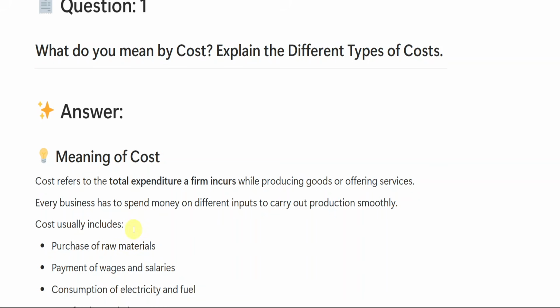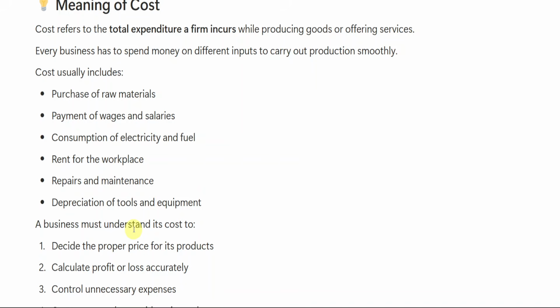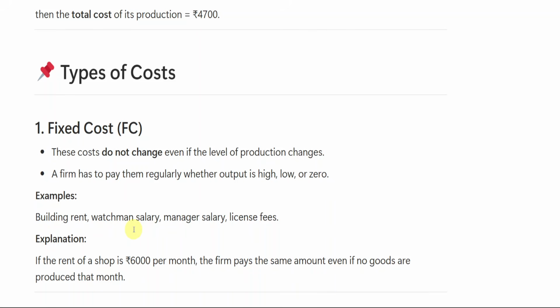So cost simply means the total money a firm uses for production. ये वो सारा पैसा होता है जो एक फर्म अपने प्रोडक्ट बनाने के लिए खर्चा करता है. Like on raw material or worker salaries or electricity and fuel, rent, repairs. Already I have given you the examples, right? So a business must know its cost, because only then it can fix the right price, calculate profit, plan the future and control waste. So we have different types of cost. Let us understand one by one.